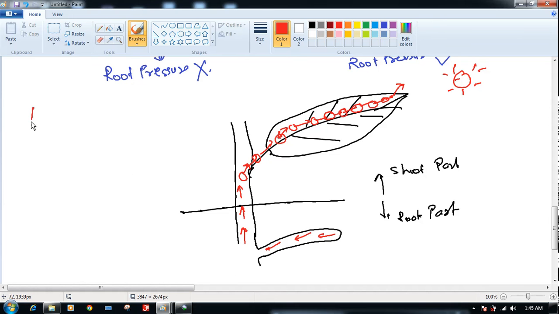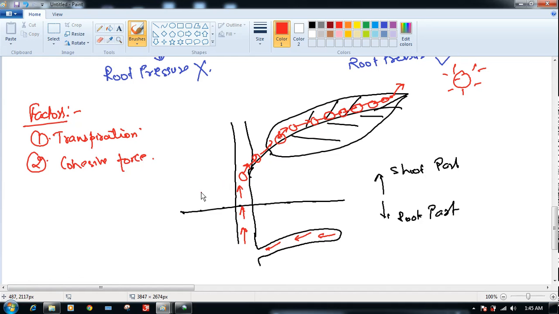So I will write here the factors which are responsible for transportation of water. First is your transpiration. Second is your cohesive force. Cohesive force means the force between the water molecules. So if one water molecule is holding another water molecule, like this, so all are your water molecules, then it is a cohesive force.